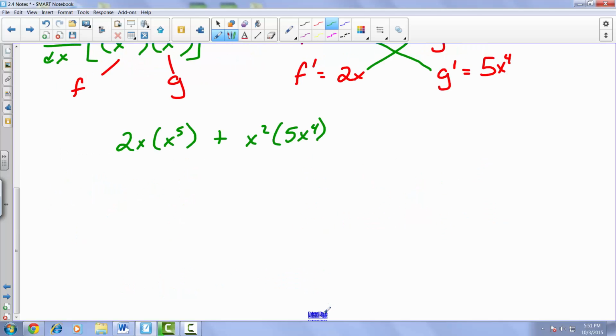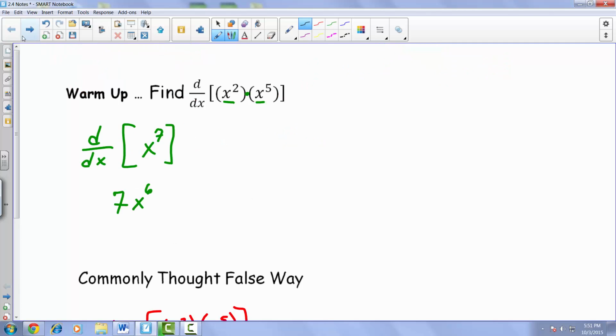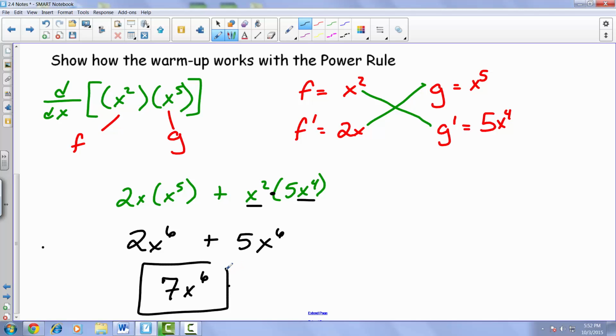Simplifying things even further, we see that we'd end up with 2x to the sixth plus 5x to the sixth, because again, we're multiplying with like bases. You would be adding those exponents. And as a result, you end up with a total of 7x to the sixth. We even saw that when we did our warm-up the first time, 7x to the sixth. So again, that is the product rule in action, and the warm-up continued to show that the product rule does in fact work.